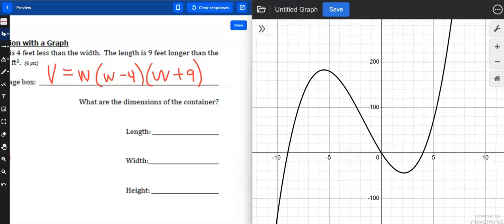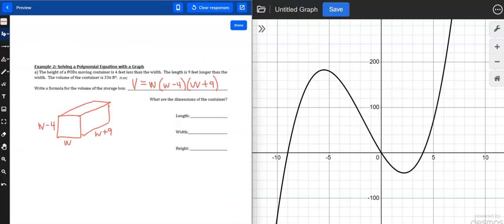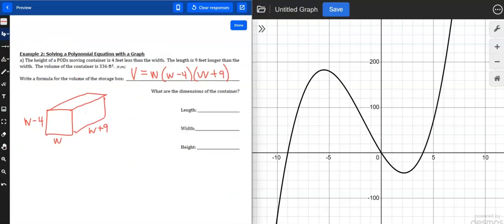Okay. I am really confused. Length is 9 feet longer than the width. Oh, the volume of the container is 336. I didn't consider that. Oh, okay. Well, that makes sense.